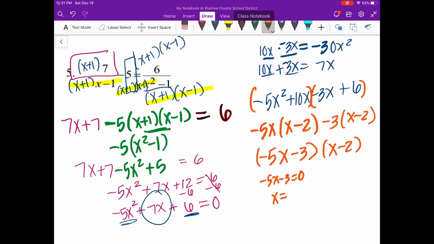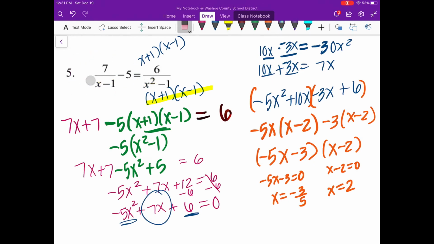When I set each factor equal to 0, I get x equals negative 3/5. And then setting this one equal to 0, I get x equals positive 2. Go back and check, can either of these make my denominator 0? Okay, and neither of them do, so these are both solutions.